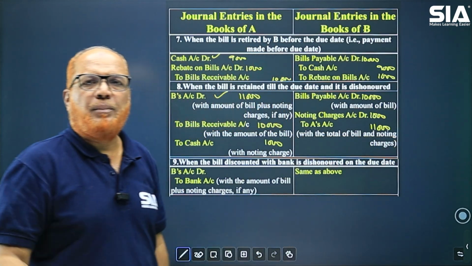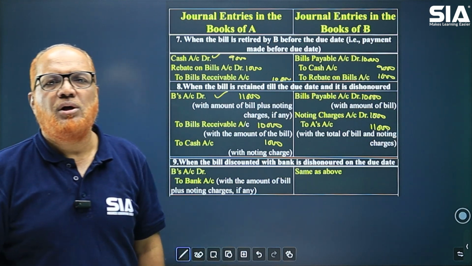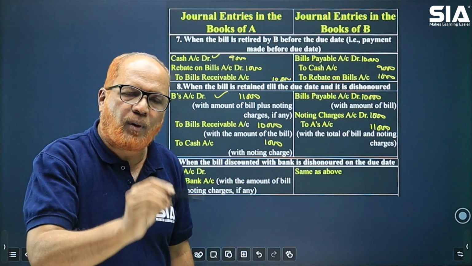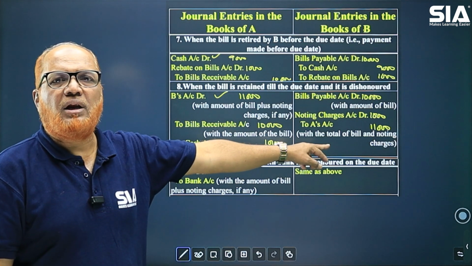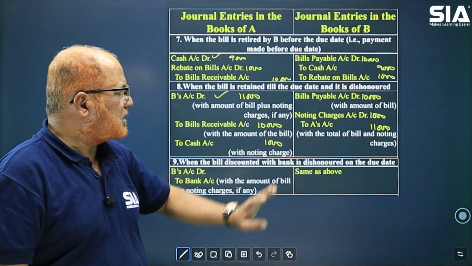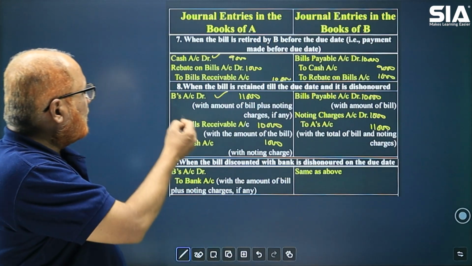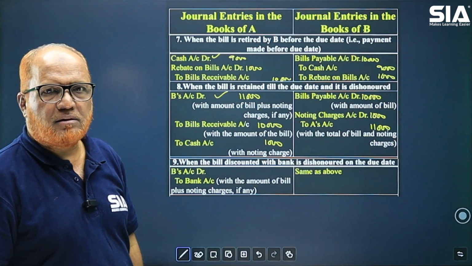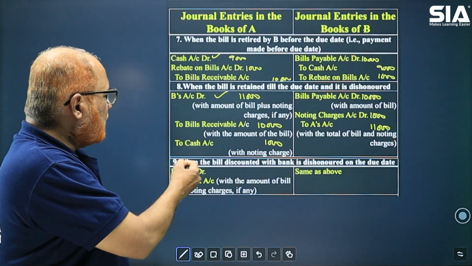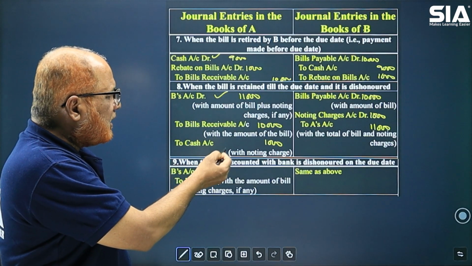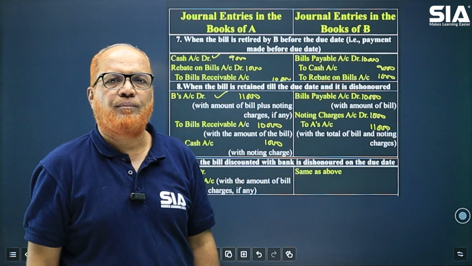So what is the entry? Bills payable account debtor 10,000, noting charges account debtor 1,000, to A's account 11,000. Is it clear? So far 8 entries I have explained. Now the 9th entry is when the bill discounted with bank is dishonored on the due date.